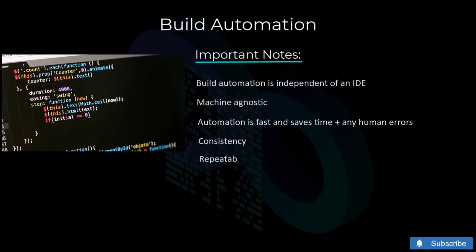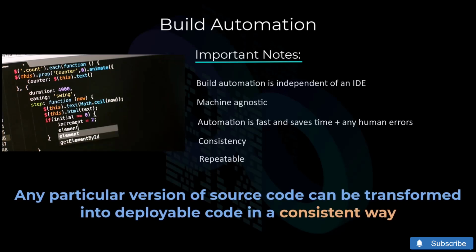So build automation is repeatable. That means I can take the same version from the source control and build it multiple times and get the same result every time. So what you get here is consistency. Any particular version of the source code can be transformed into deployable code in a consistent way.